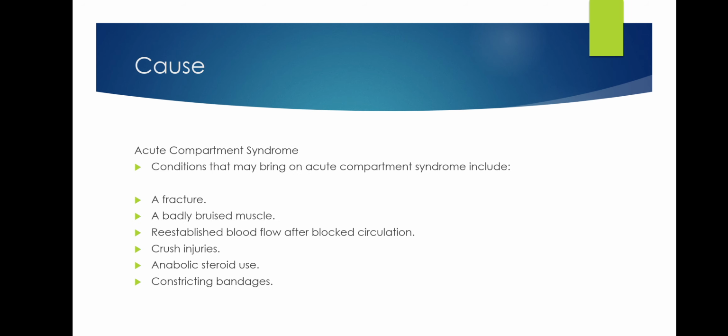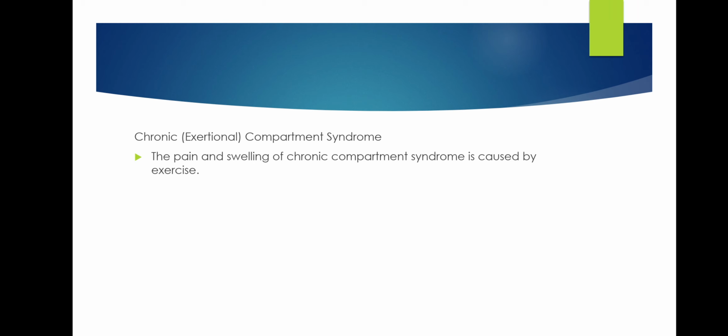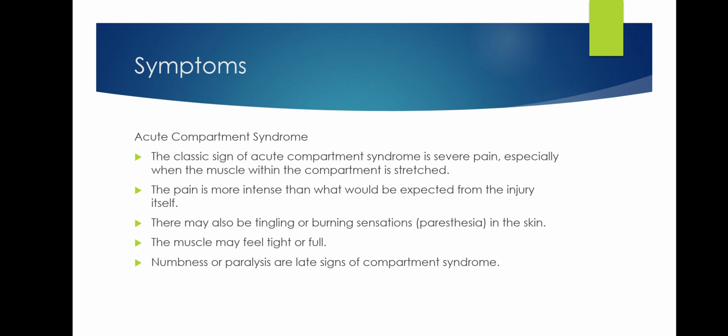So what are the causes? Acute compartment syndrome. Conditions that may bring on acute compartment syndrome include a fracture, a badly bruised muscle, re-established blood flow after blocked circulation, crush injuries, use of anabolic steroids, and using constricting bandages. Then causes of chronic compartment syndrome. Basically the pain and swelling of chronic compartment syndrome is caused by exercise.